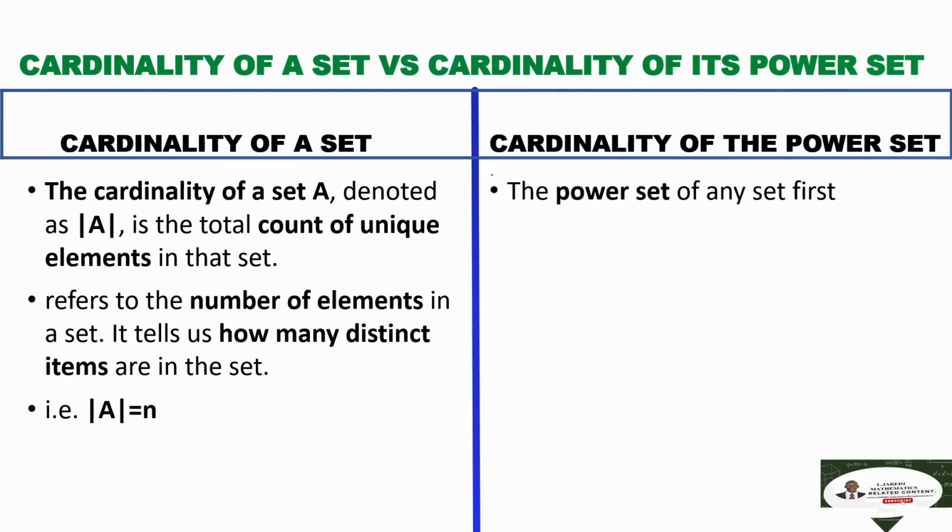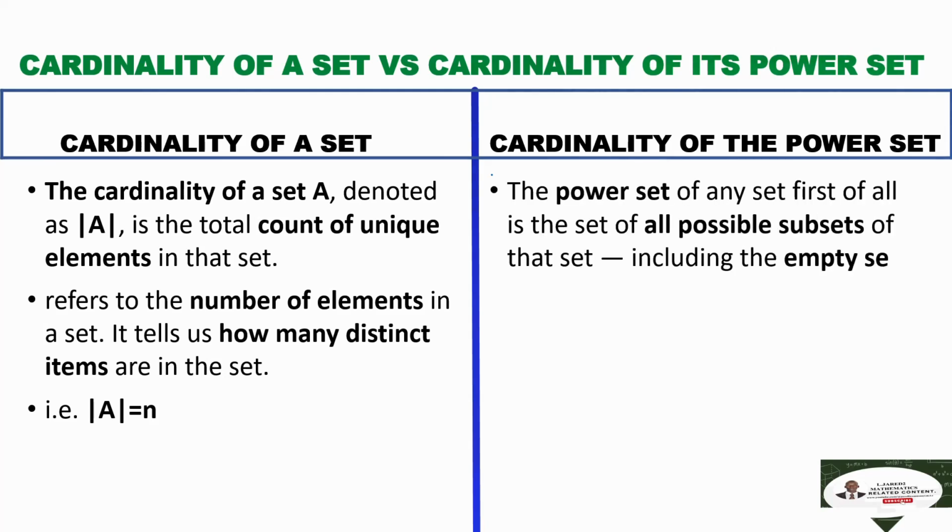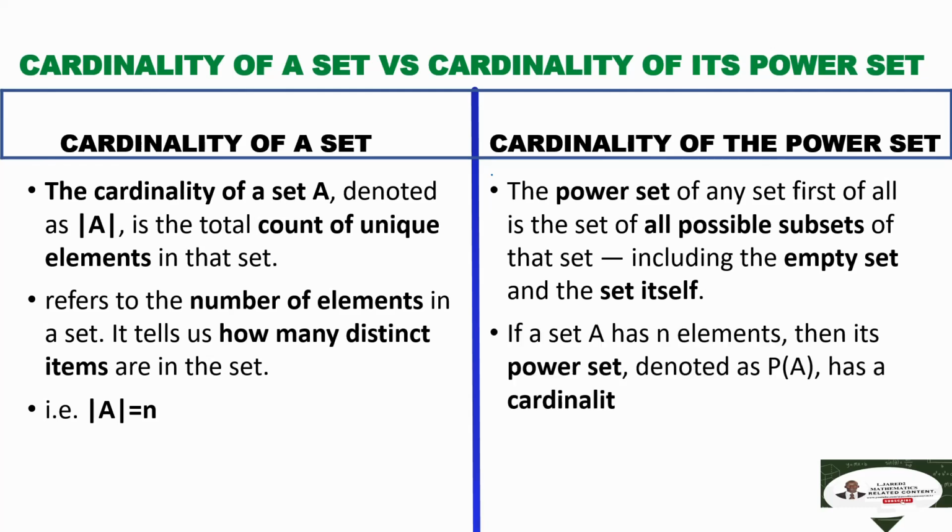set. Then on the right hand side, the power set is a set of all possible subsets of that set, including the set itself and the empty set. If a set A has n elements, then its power set has cardinality equal to 2 power n, or 2 power the cardinality of set A, whereby the cardinality of set A is n.